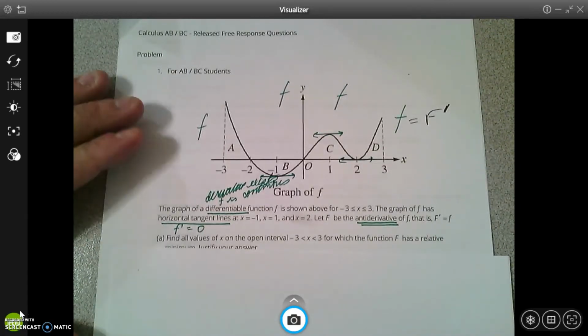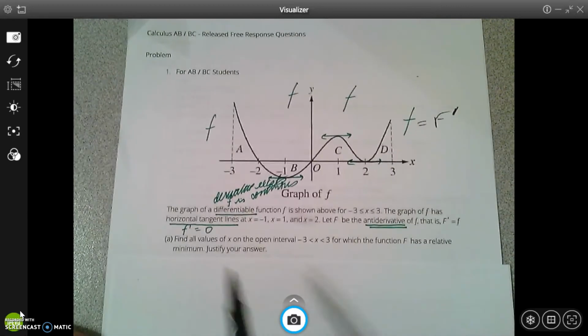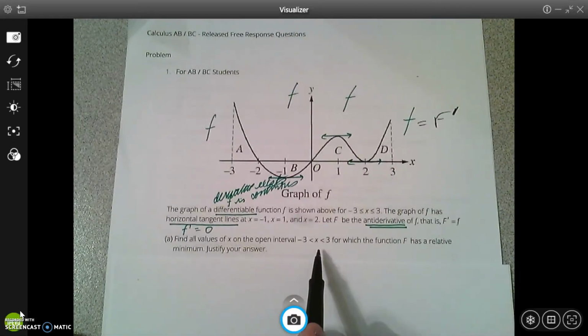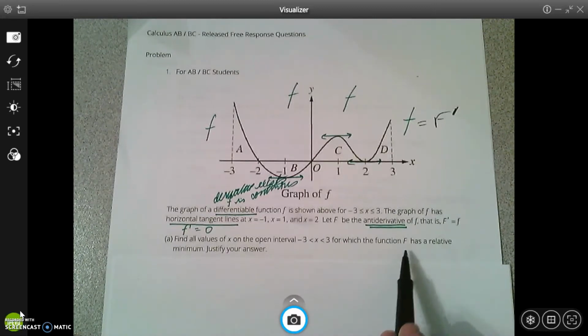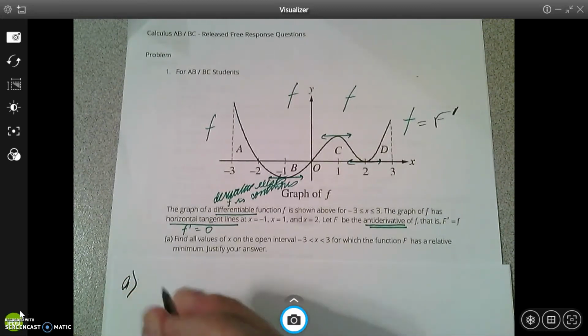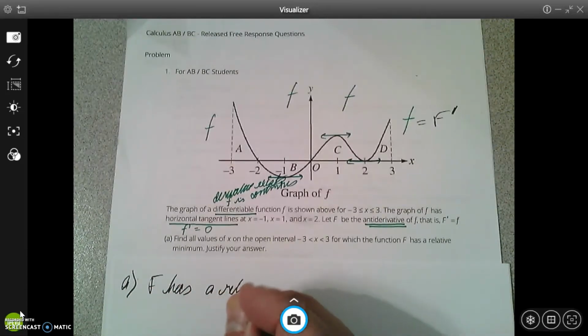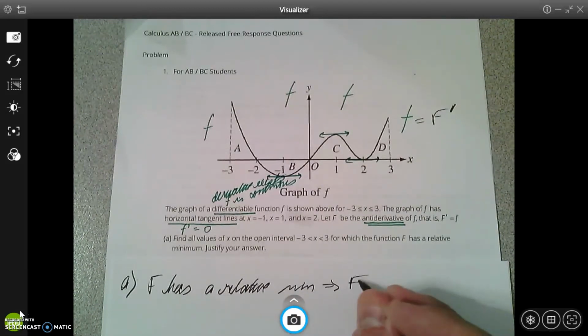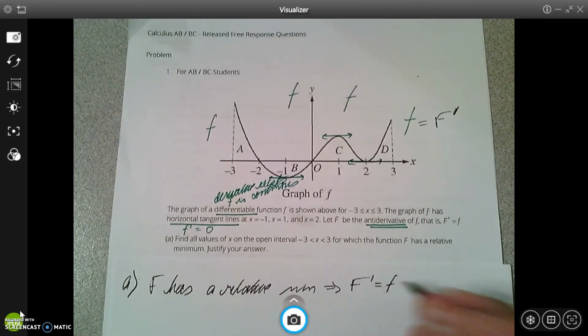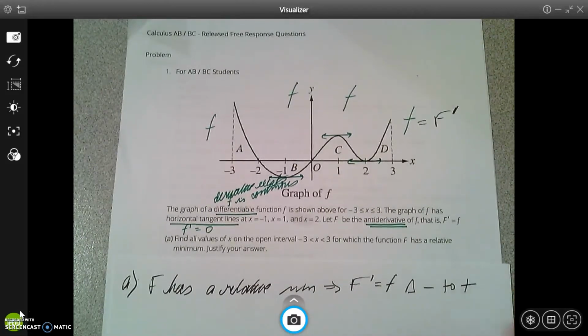So here we go. Part A, find all values of x on the open interval -3 to 3 for which the function big F has a relative minimum. Well, if big F has a relative minimum, then the thing that we know is that big F's derivative, which is little f, must be changing from negative to positive.